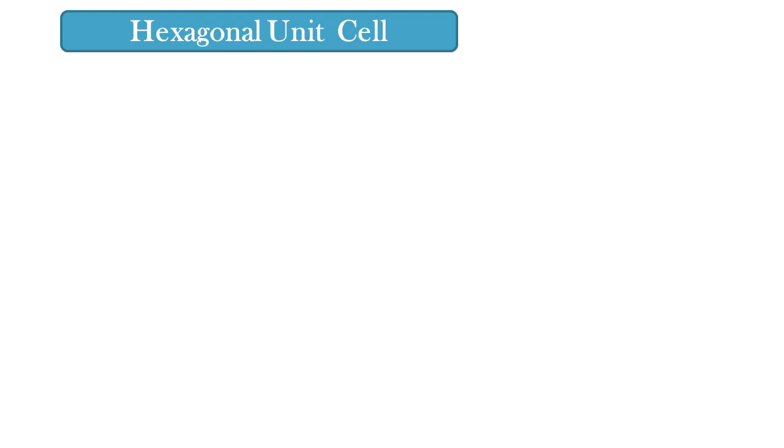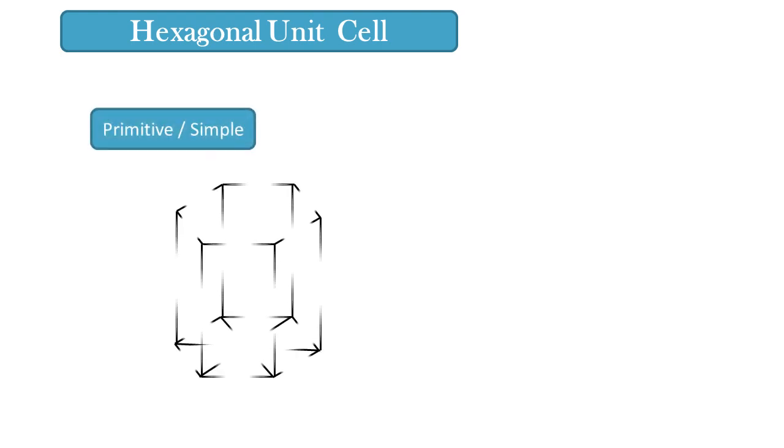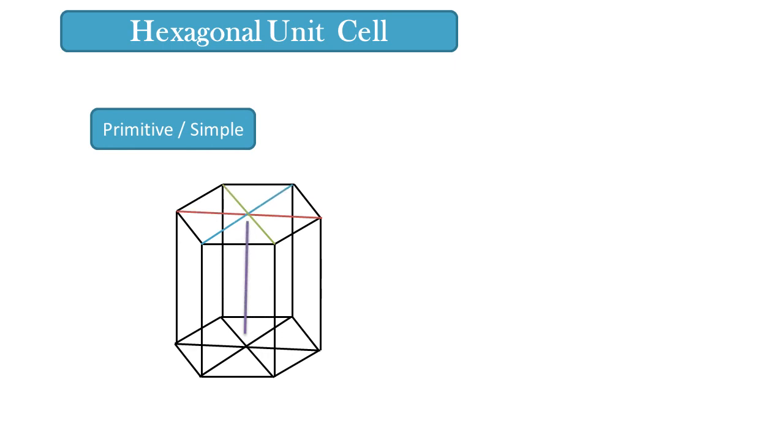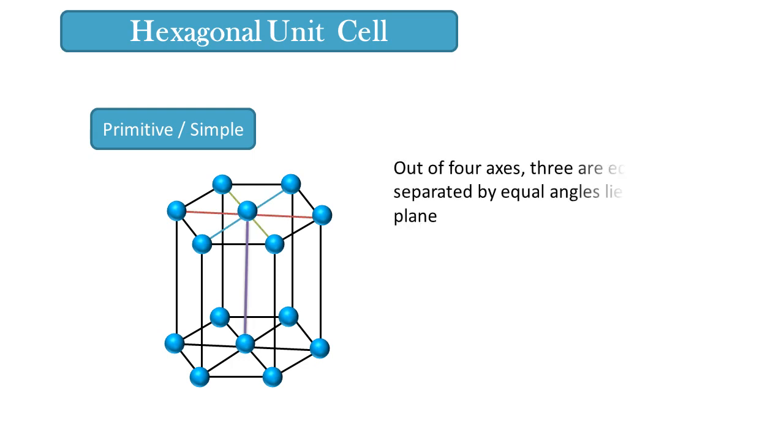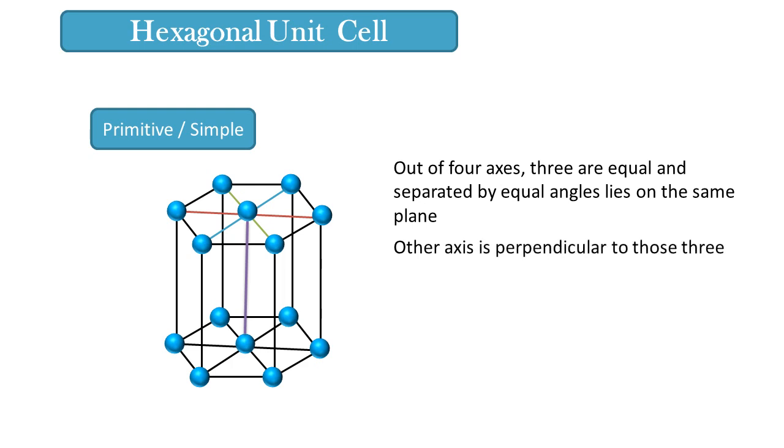The last system is the hexagonal system, which consists of only the primitive kind of unit cell, known as simple hexagonal unit cell, which has particles at the corners only. This unit cell has 4 axes shown in the image with different colors, out of which 3 are equal and separated by equal angles and lie on the same plane. And the fourth one is vertical and perpendicular to all of them.